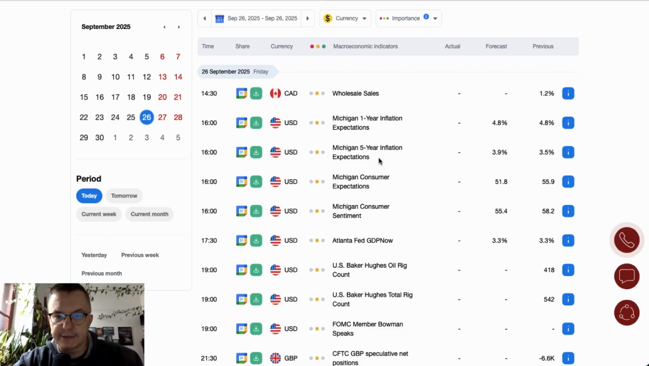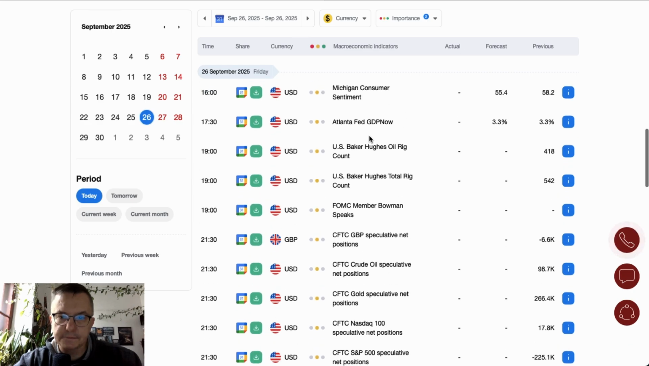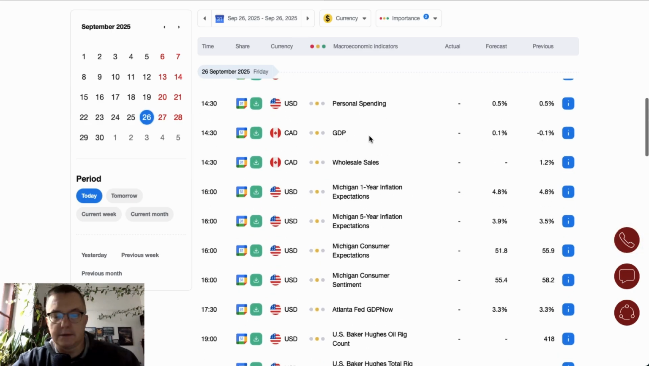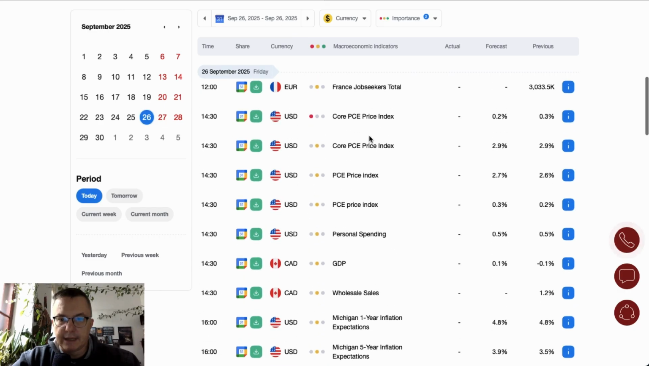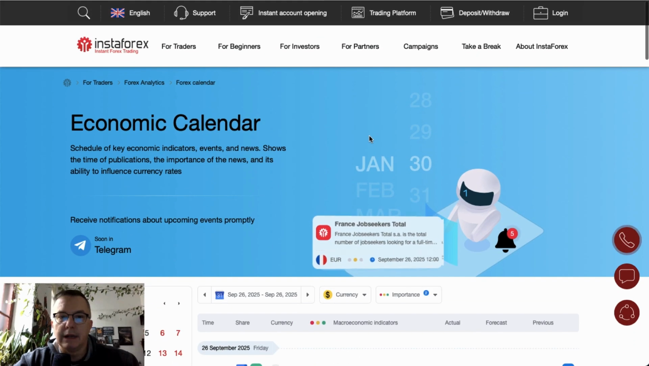Michigan 1-year inflation expectations, 5-year inflation expectations, and consumer sentiment, all of this data are scheduled for release at 4 o'clock. Atlanta Fed GDP Now at 5:30, and then US Baker Hughes Oil Rig Count and Total Rig Count data scheduled for release at 7 o'clock. So pretty standard US session for today, not too many very important data releases. So without any further ado, let's switch to the chart.